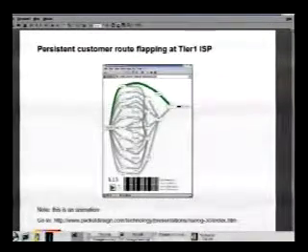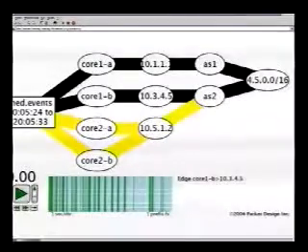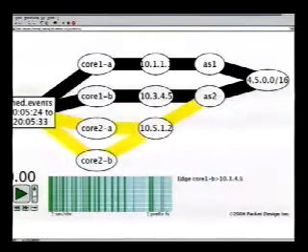I want to show you another oscillation. At the last NANOG, Danny McPherson talked about MED oscillation and how bad they are, and we don't want them. And stemming helps you find such oscillation. And here's one that happened at a tier 1 ISP in the US. I'll just play it for you.